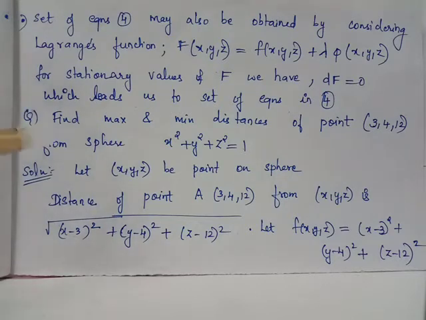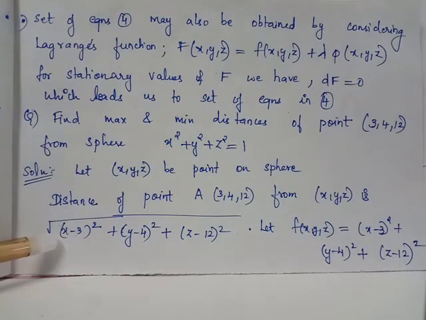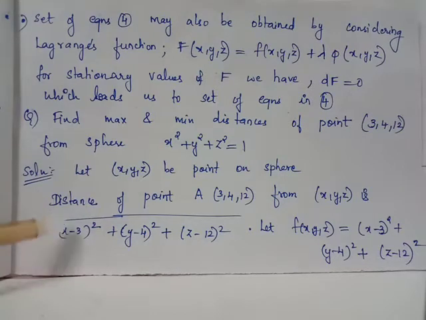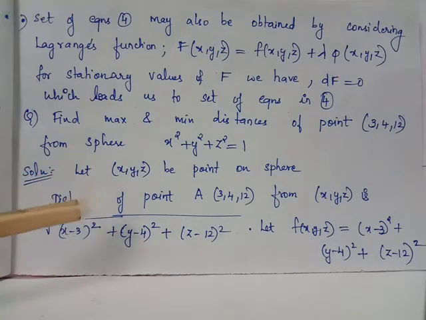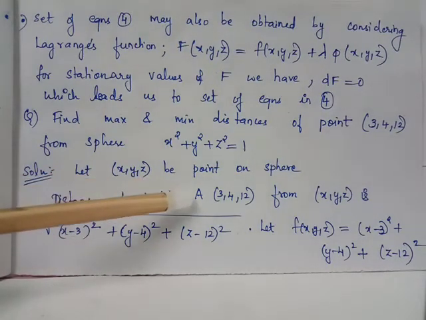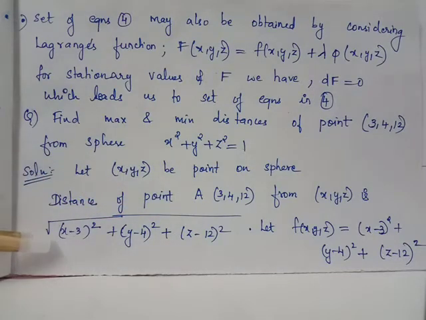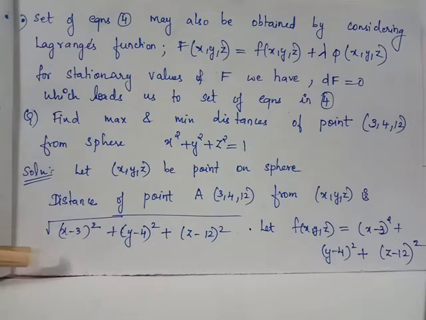12 or 10th. So this is the distance formula which connects the general point x, y, z and the fixed point, call it capital A, 3, 4, 12. Having found this expression, this is the expression whose minimum or maximum we have to evaluate. So this is the function f of x, y, z.